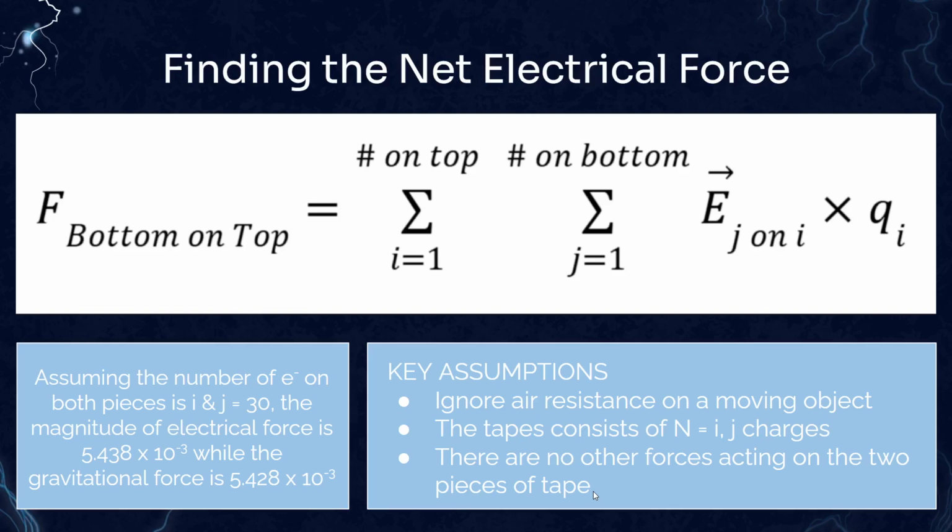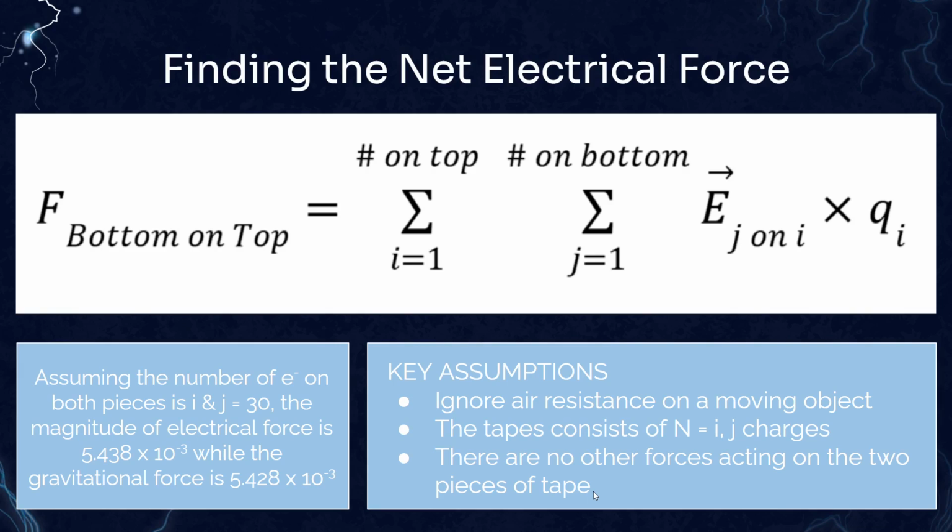To find the net electrical force, we summed through all of the charges on the top piece of tape, and for every single one of those charges on the top piece of tape, we looked at how all the charges on the bottom piece of tape were affecting it. So we had to calculate the electric field at the location of every charge on the top piece of tape, due to every charge on the bottom piece of tape, multiplied by the charge of every charge on the top piece of tape.